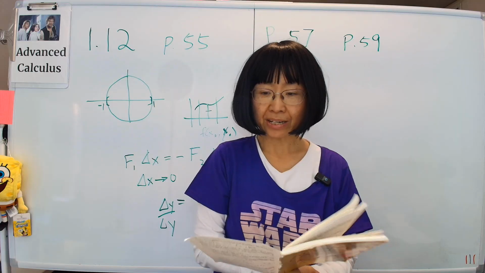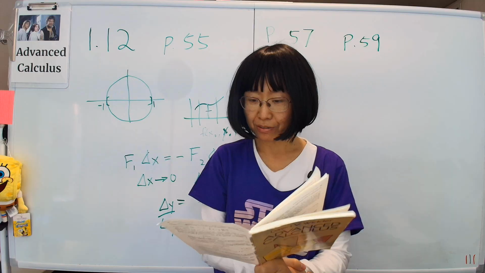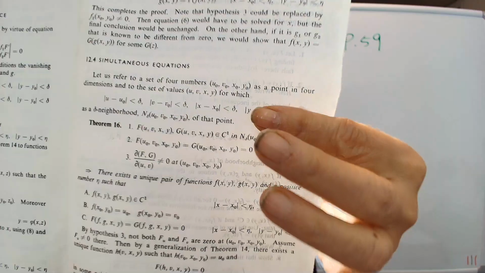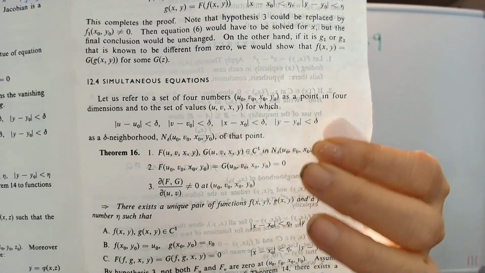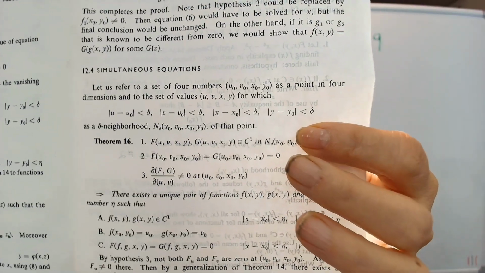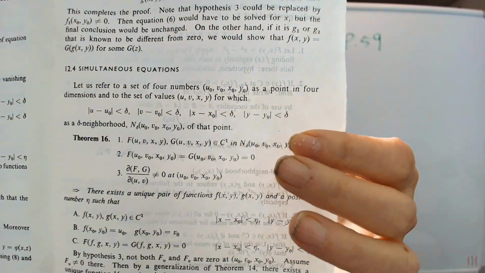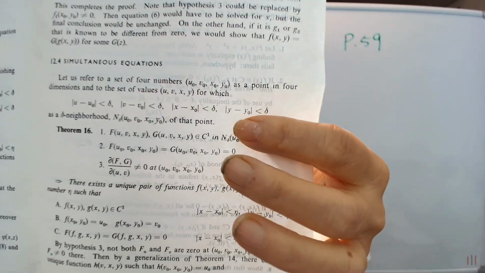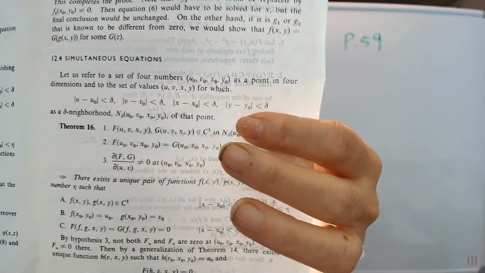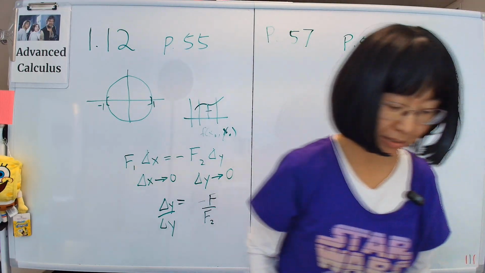Next, continuing on page 59, simultaneous equations. First, let's talk about some kind of a neighborhood. Okay, we have a point with four coordinates: u, v, x, y, at some point in 4 dimensions, and then we need some kind of a delta neighborhood, where u is within delta of u0, etc. So all 4 variables are within delta of the original point, the point being this thing, okay? We'll call it a delta neighborhood, with delta for all those 4 things. And so that is a quick new notation.